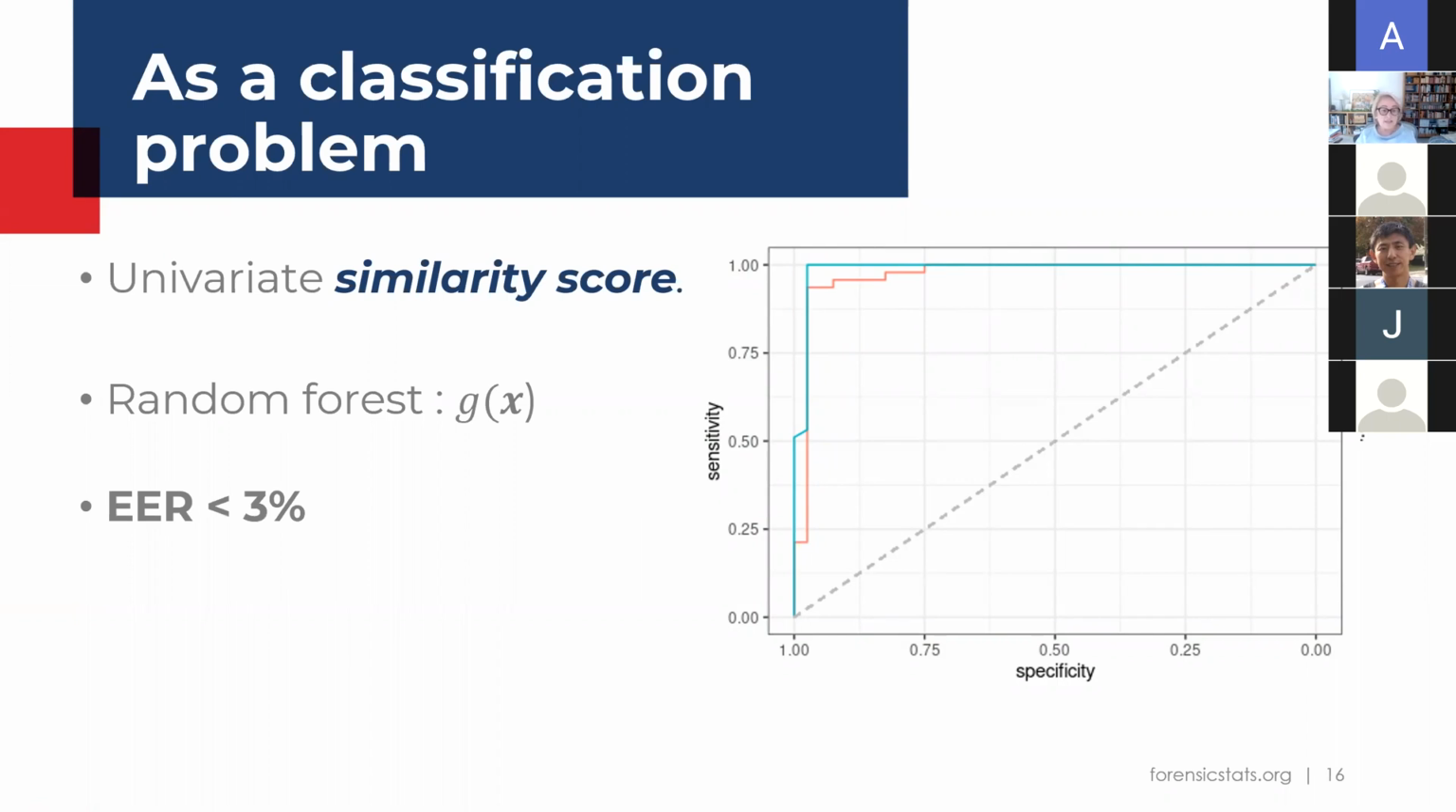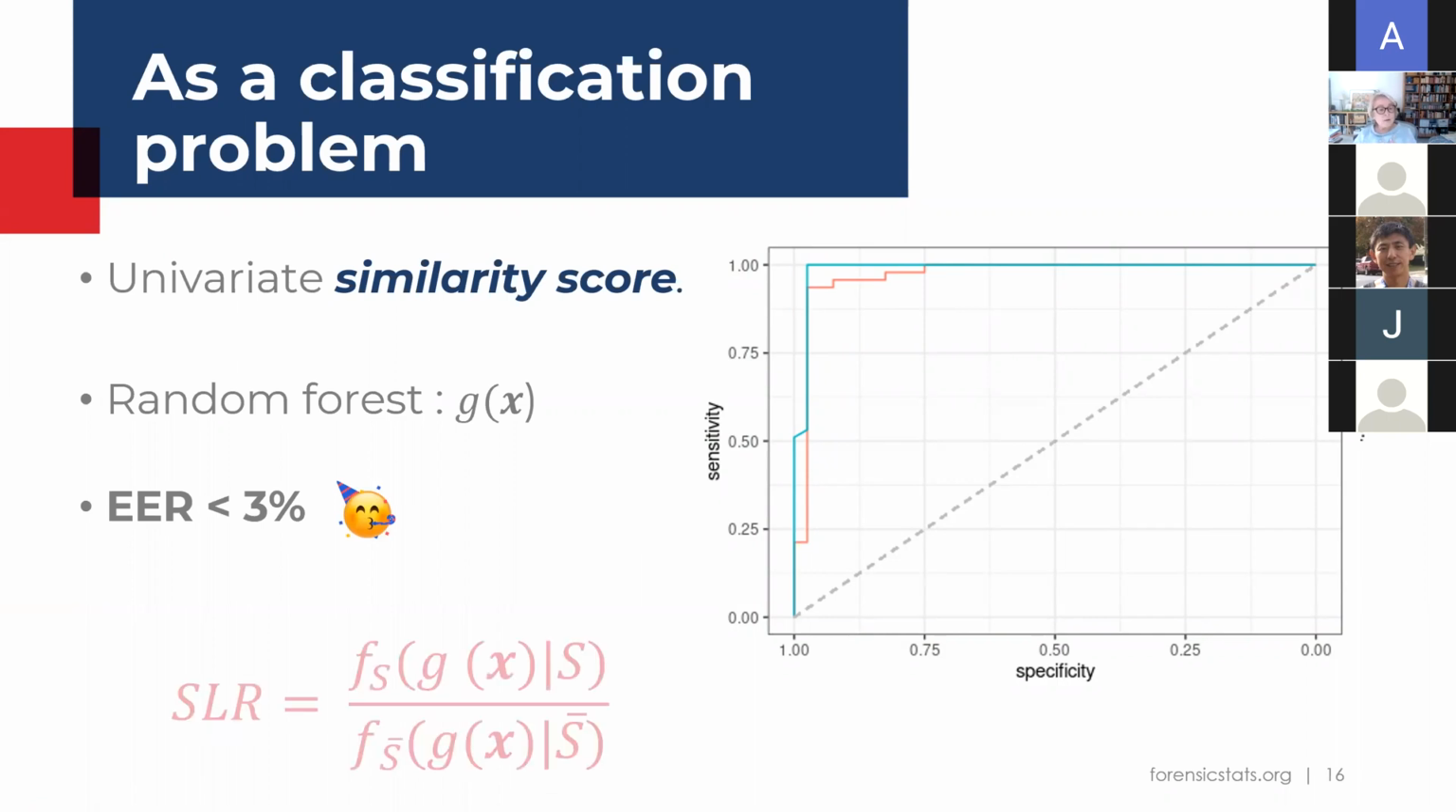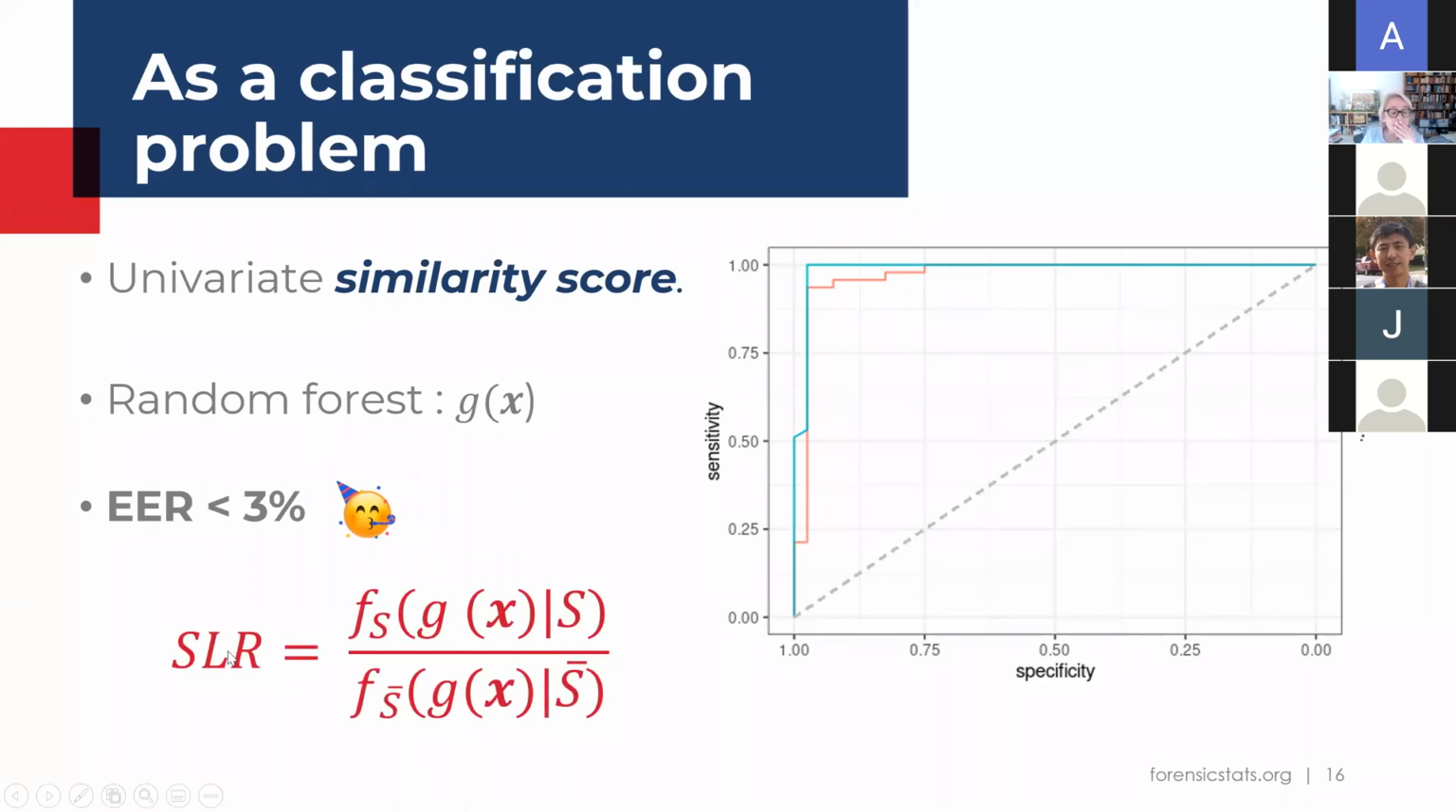In fact, the estimated error rate for this particular data set that we are playing with came out to be less than 3%, which is really very good. So woohoo about that. Maybe one can think of computing something that we might call a score-based likelihood ratio. A score-based likelihood ratio would be computed, again, as a ratio of probability models, conditional on same and different source. But now these probability models are univariate, which is kind of nice, and they are fitted to these functions of the original variables.